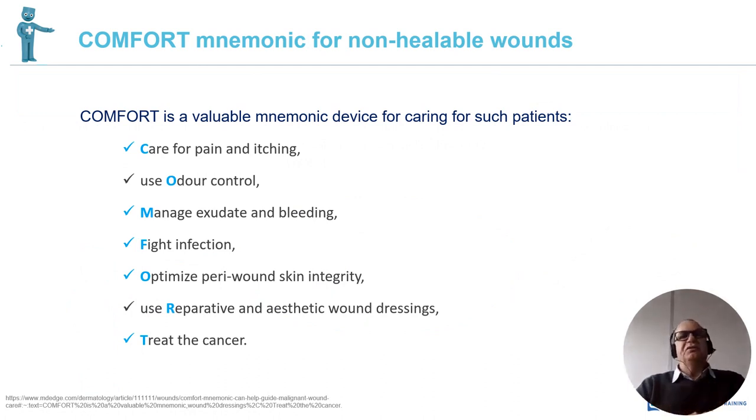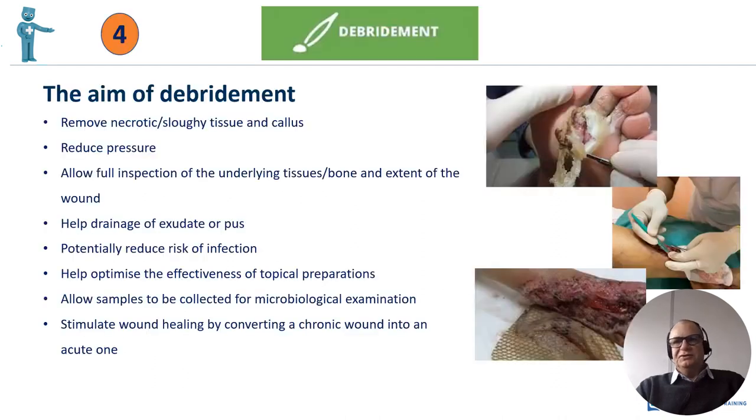There's another nice mnemonic if we're looking at non-healable wounds, which is COMFORT. So C is for care of pain and itching, using odor control, managing exudate and bleeding, fight infection, optimize the peri-wound skin integrity, use reparative and aesthetic wound dressings, and treat the cancer as much as possible. But remember, these palliative wounds are not just cancerous wounds. We got those non-healable wounds, for example, with irreversible ischemia, that will still fall in this type of management. So this management, we call it palliative, not because it is a cancer wound only, but also when we are dealing with non-healable wounds of other causes.